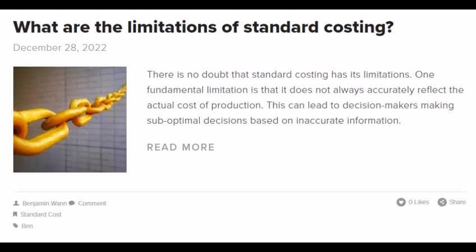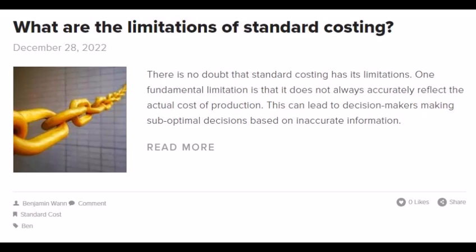One of the main limitations of standard costing is that it can be time-consuming and complex to calculate. This is because standard costs must be estimated for each production element, which can be a lot of work if many different products or components are involved. Using standard costing as a regular tool in your business can make it difficult.